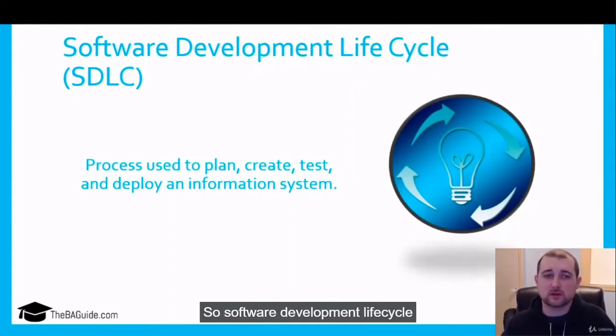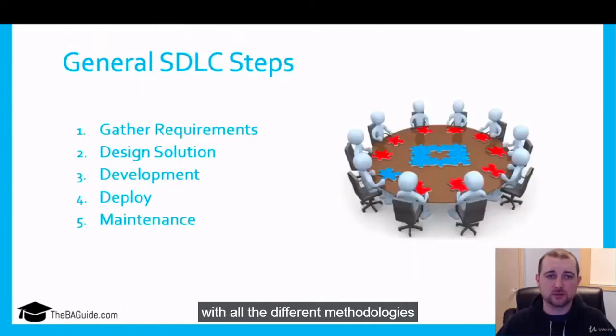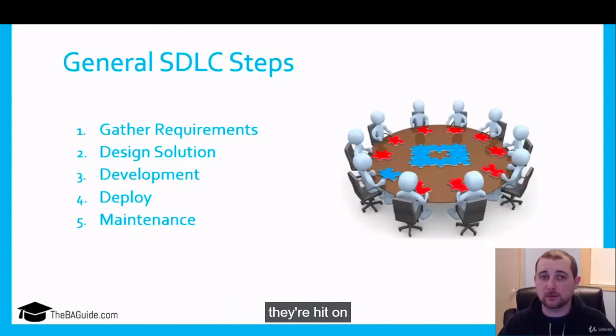So we're talking about the software development lifecycle in this particular lecture. A software development lifecycle is the process used to plan, create, test, and deploy an information system. So that's very important for you to understand: this isn't just about going out there and deploying something. There are steps that you need to work through. Plan, create, test, and then deploy. So that's what we're going to be working through with all the different methodologies. The general steps for a software development lifecycle, and again, these change a little bit based on the methodology you look at, maybe the order changes or how many times they're hit on in a particular project.